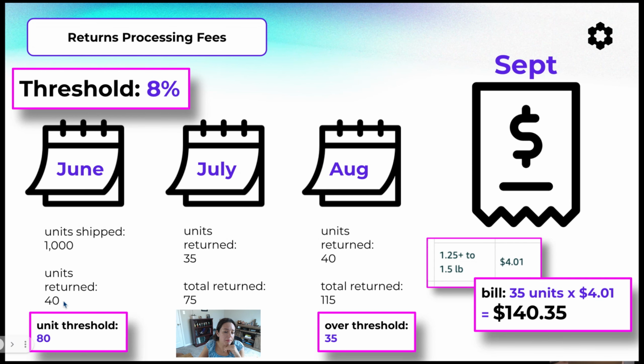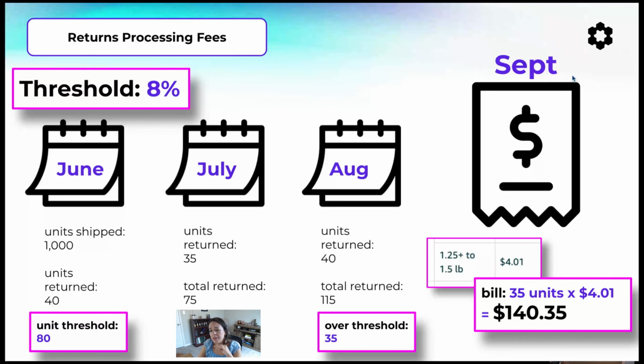So they keep adding it up. They say 40 units, and then another 35 came back in July that you sold in June, because they know every single order that came in June. Now you're up to 75. Then you go into August and 40 are returned. Now you're up to 115 total returns when the threshold was 80. So you're over the threshold by 35 units. This is the whole calculation, and we're just talking about June.